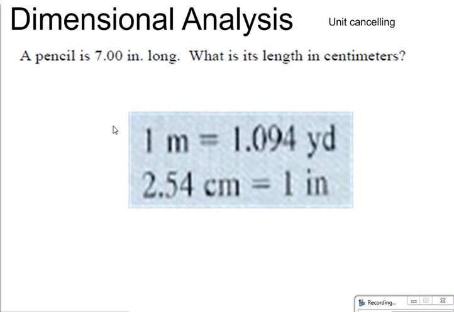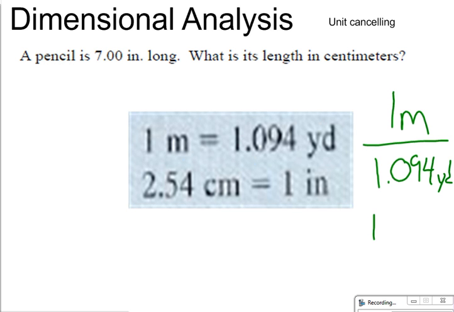In 1 meter, there are 1.094 yards. That's a conversion factor. I could say that for every 1 meter, there is 1.094 yards. Or I could say in 1.094 yards, there's 1 meter. Those are the same conversion factors. It all depends on what units I'm trying to get rid of. If I want to get rid of yards, I would use this conversion factor. If I want to get rid of meters, I would use this one.